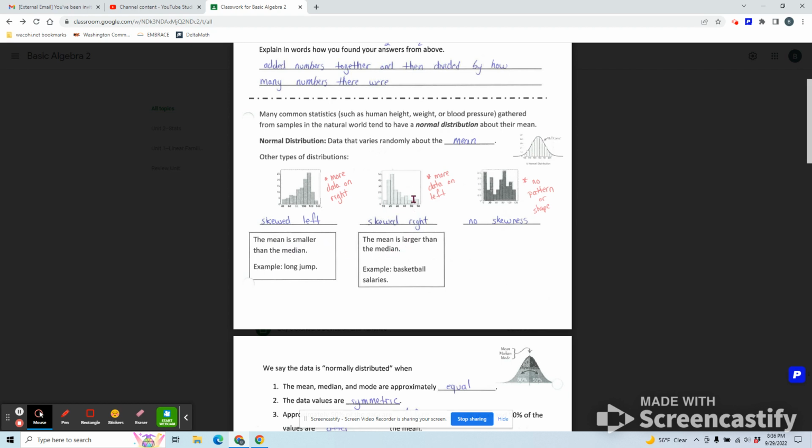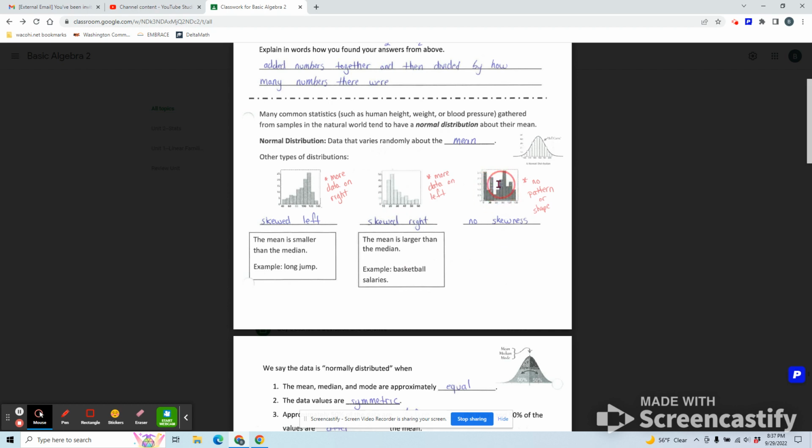The next one is skewed to the right. So you have more data over here. So the mean is larger than the median. An example is basketball salaries, or pretty much any type of major league sport salary. So it's saying the average is larger than the middle number, which if you think about it, does make sense. You have the people that are making hundreds of millions of dollars, and they're the ones that are skewing that data because they're included in that average.